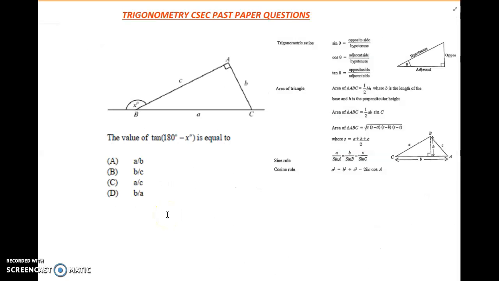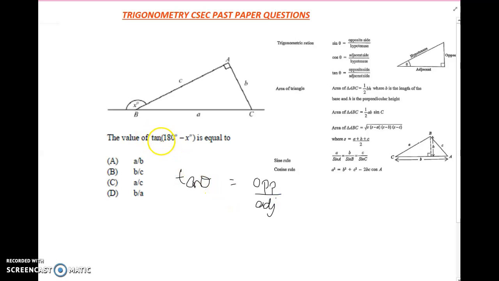So, an exciting question here. Slightly different, but not to be confused with being difficult. Here we want to find the value of tan 180 degrees minus x degrees. What is that equal to? First of all, what is tan? Tan theta is what from the formula sheet? Opposite over adjacent.